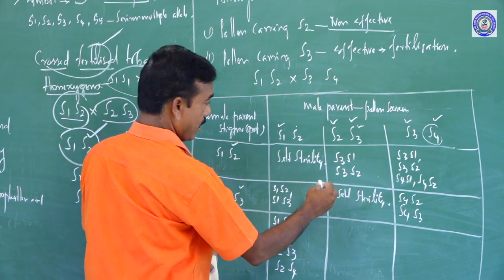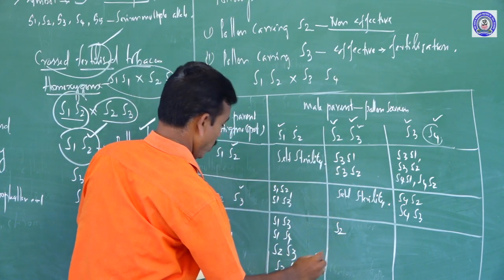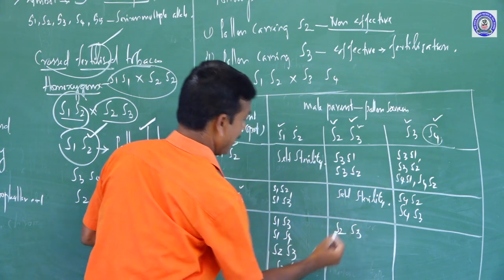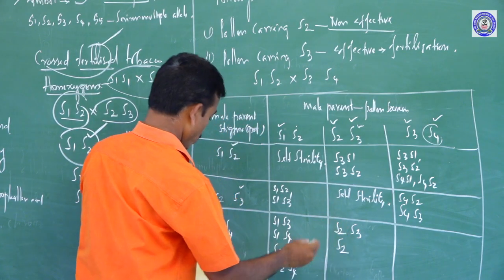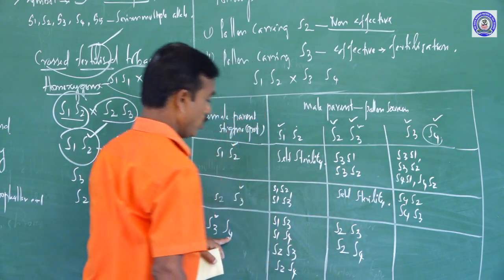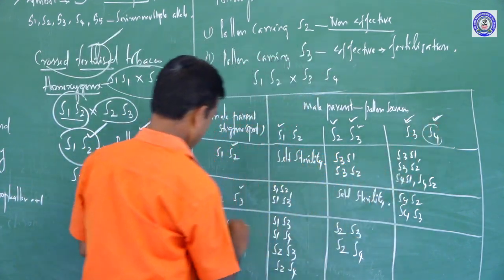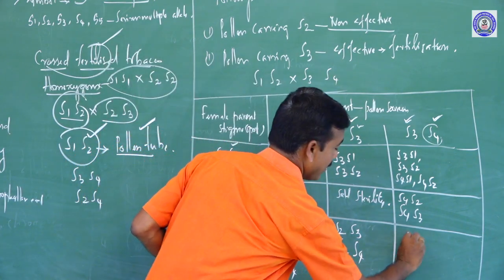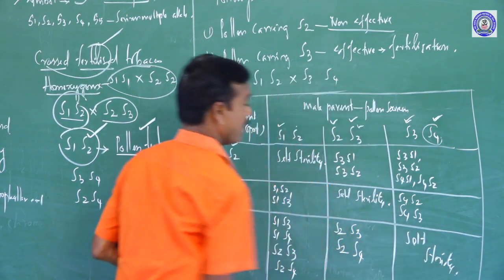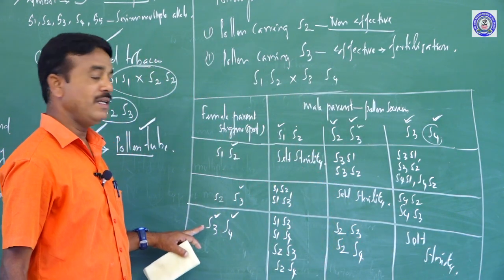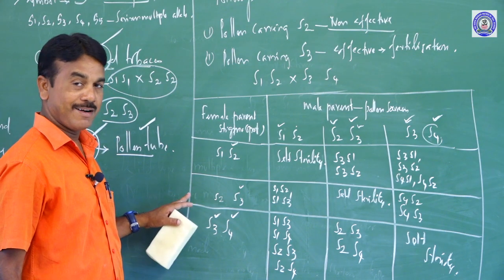So cross with S2, S3, then S2, S4. Those two are possibilities. The last one, S3, S4, S3, S4, will make self-sterility. This is the probability possible for self-incompatibility of the progeny.